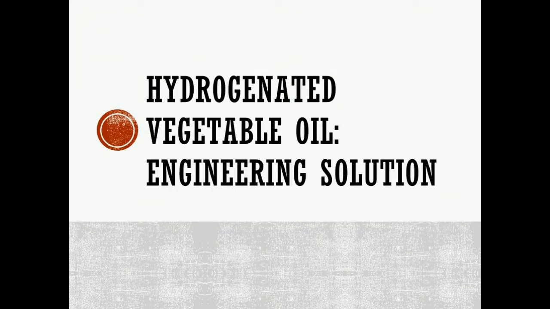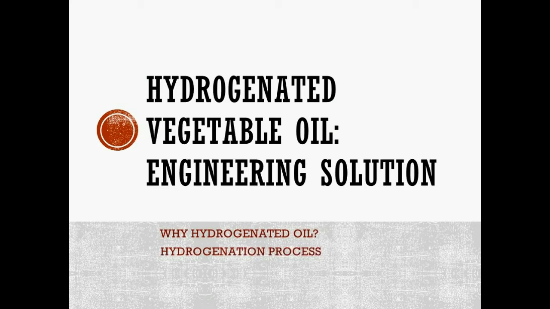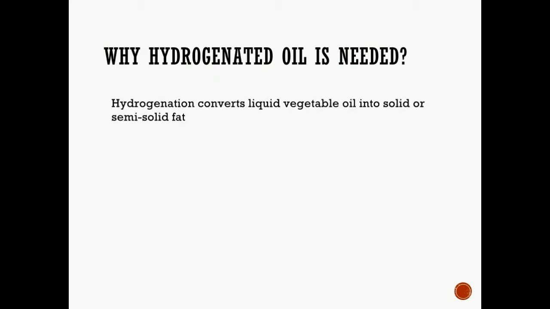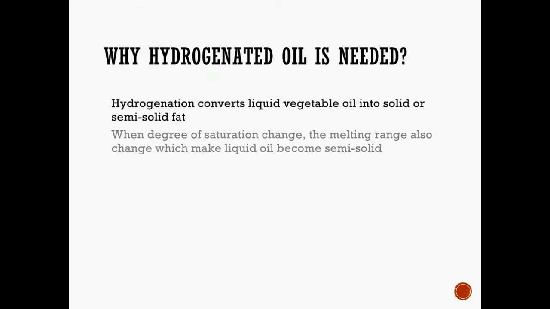Okay, go on to our second topic, which is hydrogenated vegetable oil. In this topic, I will talk about why the hydrogenation of oil is needed and also about the hydrogenation process that is involved. So, why is hydrogenation of oil needed? We all know that hydrogenation converts liquid vegetable oil into solid or semi-solid fats. As the degree of saturation of the fat changes, the melting range will also change, so the liquid oil becomes semi-solid.